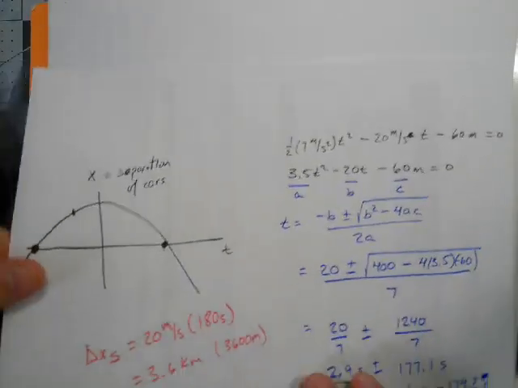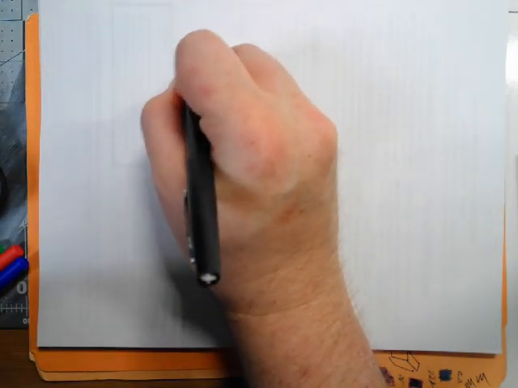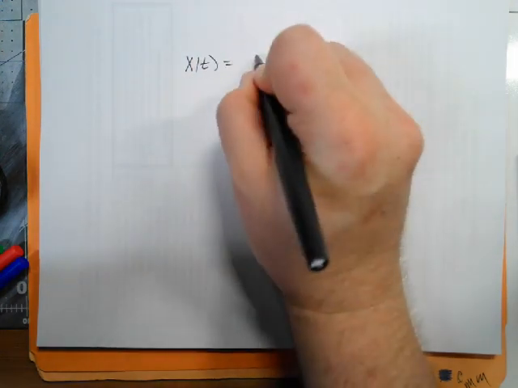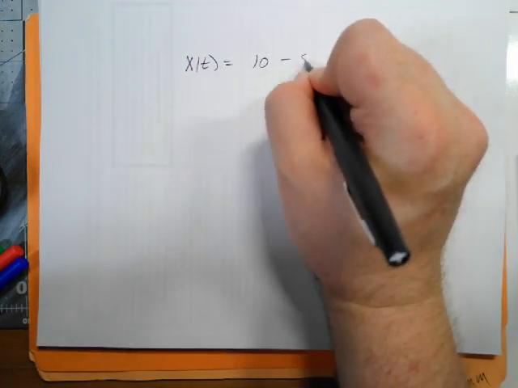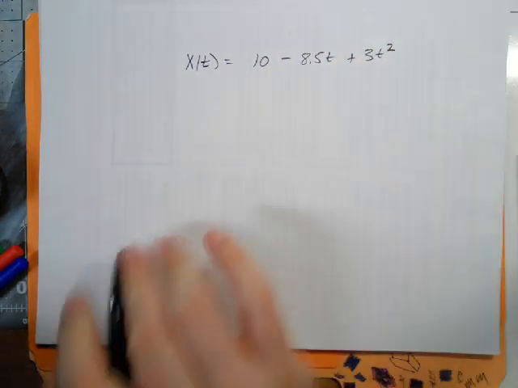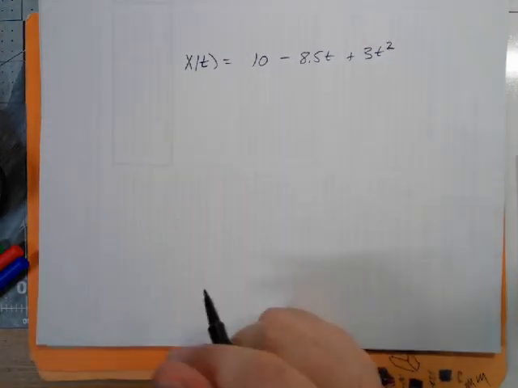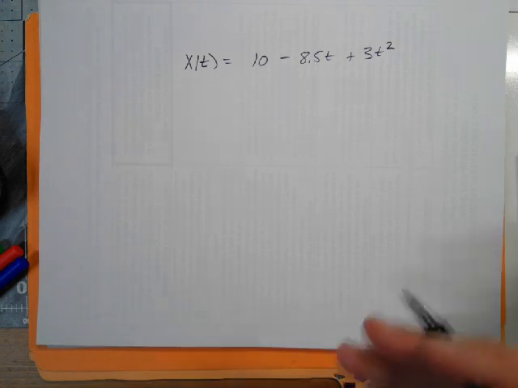So I've got a few minutes here. I want to do another type of problem. This is primarily for people doing calculus. We kind of just want to go through and say, if we have a function, can we figure out what's going on with it? Like, let's say I have x of t is 10 minus 8.5t plus 3t squared. And so we can ask, what is the velocity and the acceleration functions?